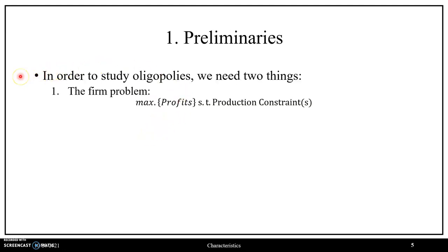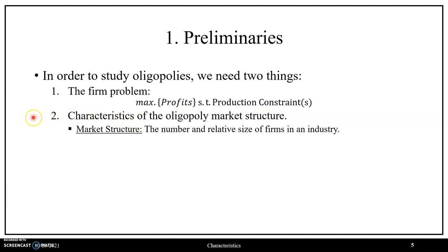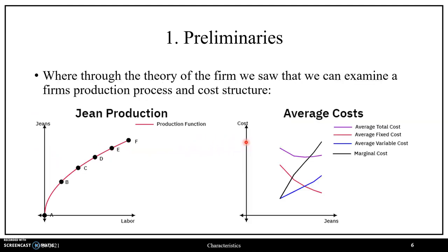As we saw with prior market structures, in order to study the oligopoly market structure, we will need two things. The first being the firm problem, maximize profits subject to the production constraint, and the second being the market structure assumption, or in this case it's going to be oligopolies, therefore we'll need the characteristics of an oligopoly. Recall that market structure is simply the number and relative size of firms in an industry.